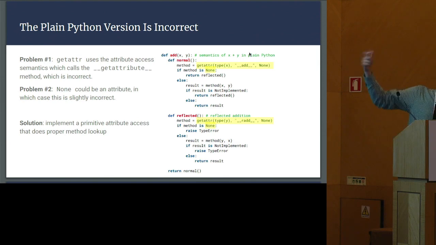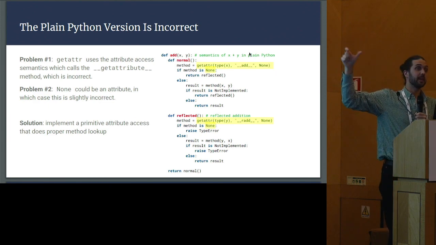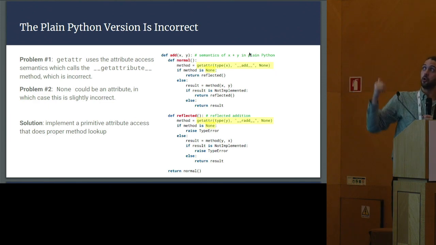But there's a problem with doing that. Actually, there are 2 problems. First, the getattr built-in function will have its own semantic. Getting an attribute in Python looks for the double underscore getattribute method and calls it. And that's actually not what's going on when you have an addition. You want to do a simpler kind of lookup, which is looking at the type and its parent for the method add. And we also cannot use None here because None could end up being an attribute. So this first attempt did not work.